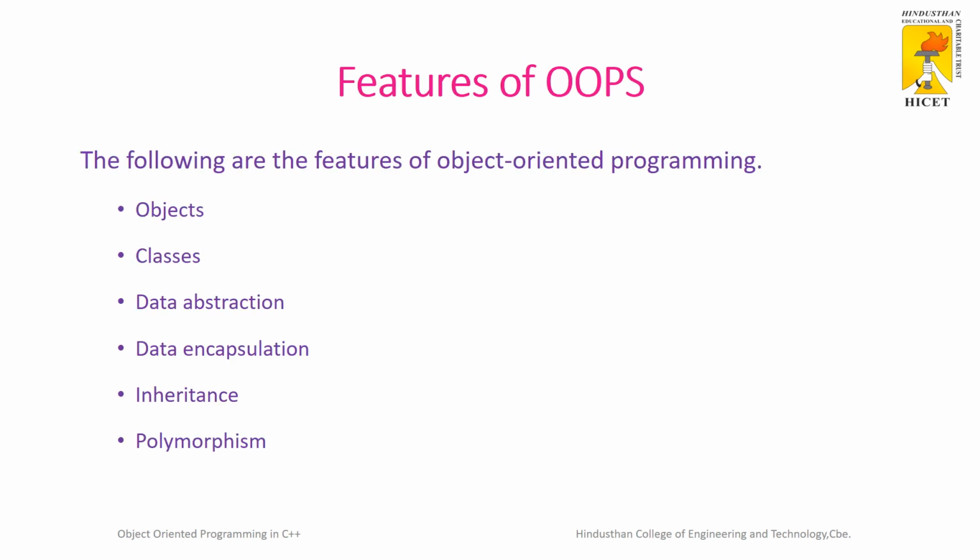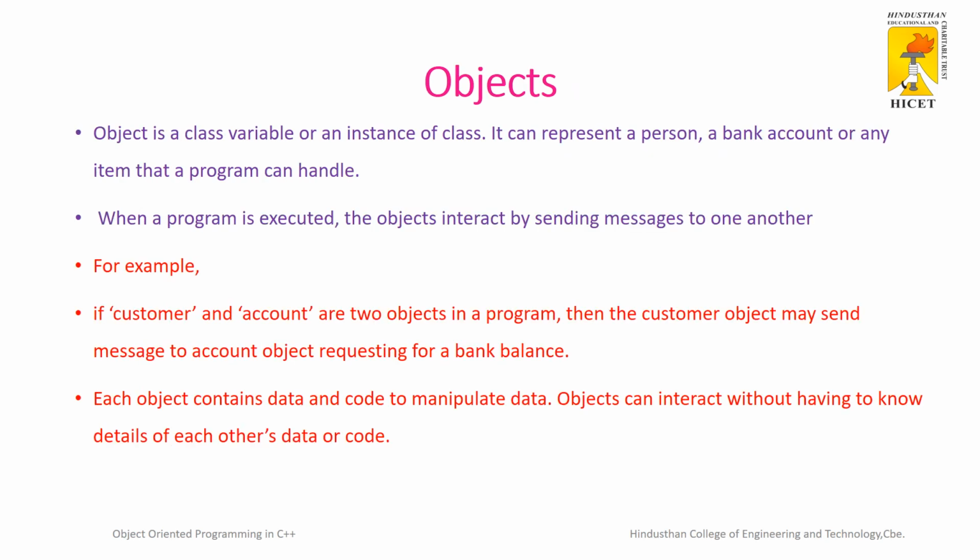Features of object-oriented programming concepts. These are the following features of object-oriented programming: objects, classes, data abstraction, data encapsulation, inheritance, and polymorphism. First one, objects. An object is a class variable or an instance of a class.